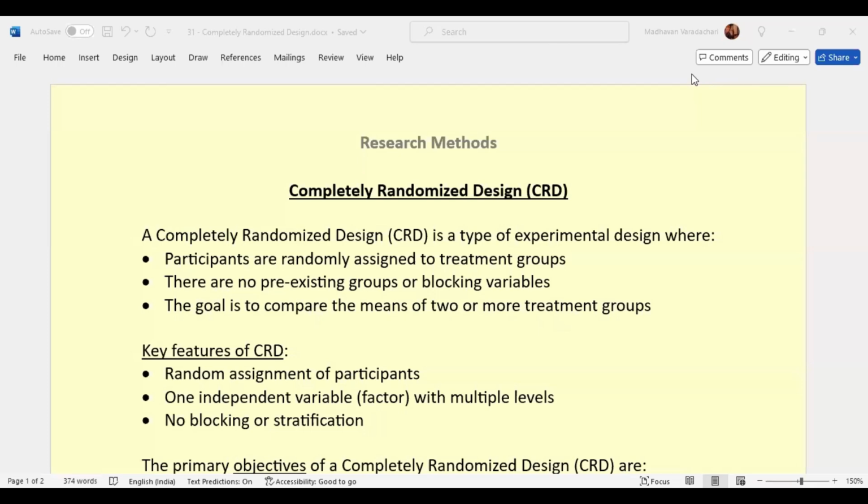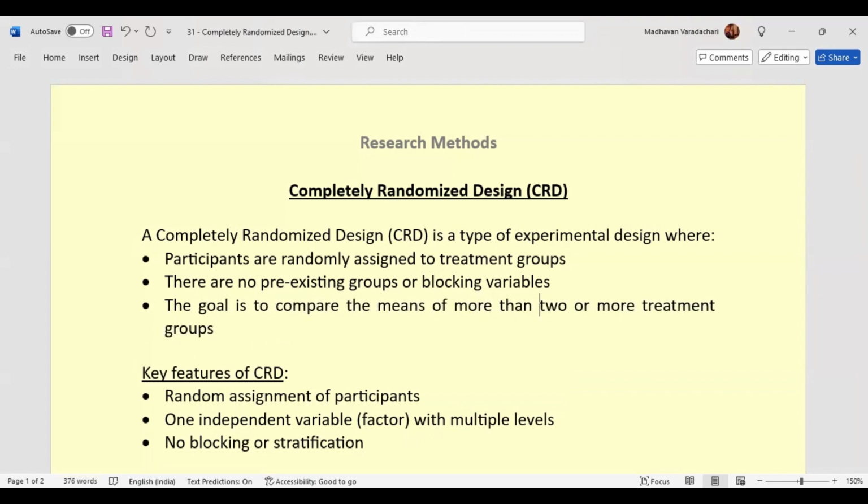Hello everyone. In continuation to our topic research methods, now we will see one of the experimental designs, which is called completely randomized design, or abbreviated as CRD. CRD is a type of experimental design where participants or any units are randomly assigned to treatment groups. There are no pre-existing groups or blocking variables. The goal is to compare the means of two or more treatment groups, generally more than two treatment groups.